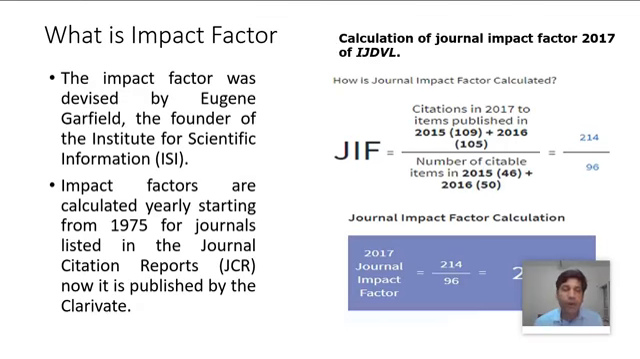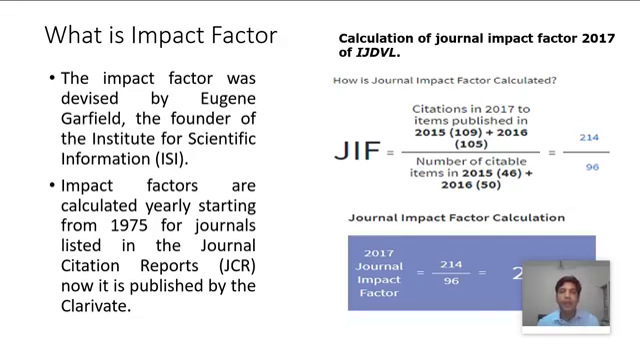So now, before going to the various steps of publishing your article in high impact factor journals, first it is very much necessary to understand what impact factor basically is. The impact factor was devised by Eugene Garfield, the founder of the Institute of Scientific Information, Philadelphia. Since 1975, all the journals indexed by Thomson Reuters were listed in the Journal Citation Report. Now it has been taken over by Clarivate, so it is known as Clarivate JCR, Journal Citation Report.